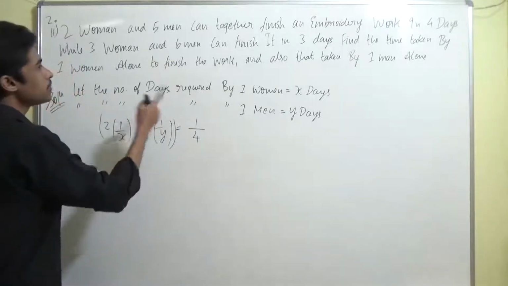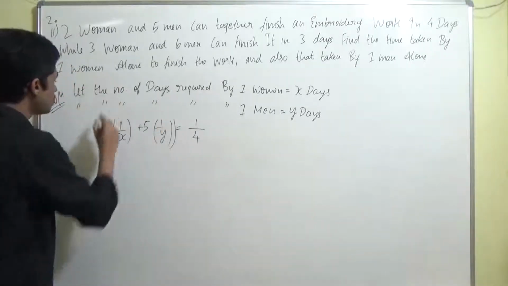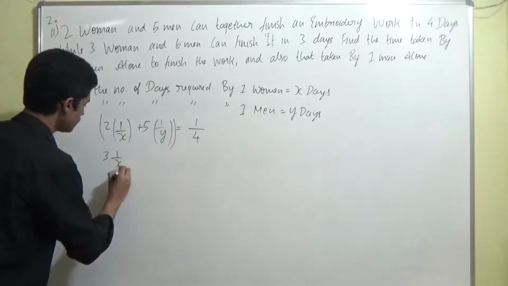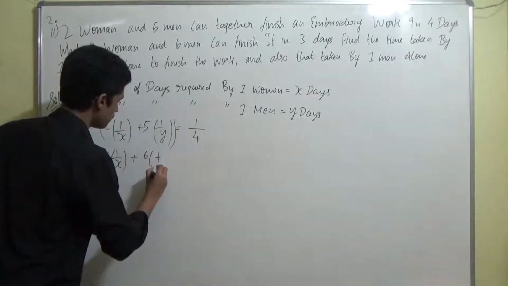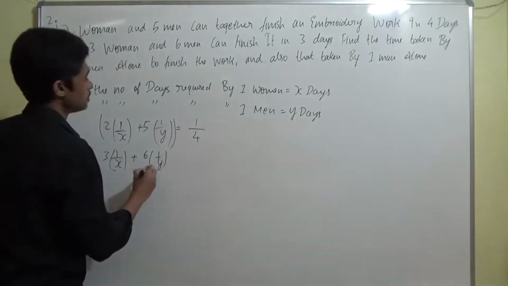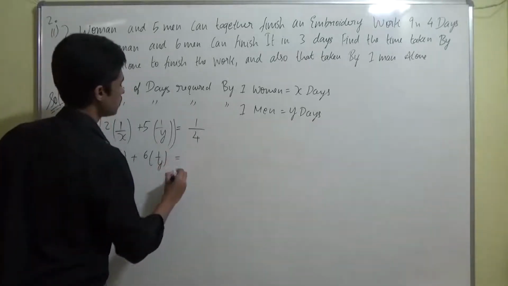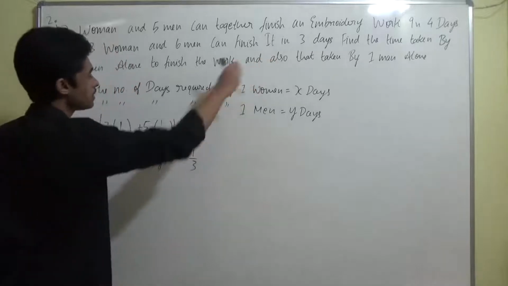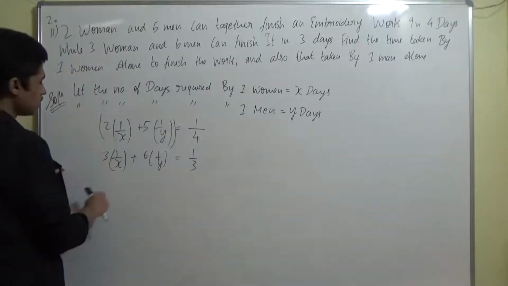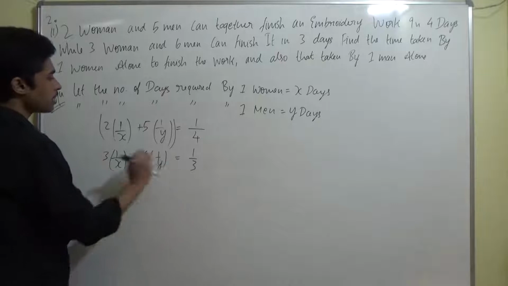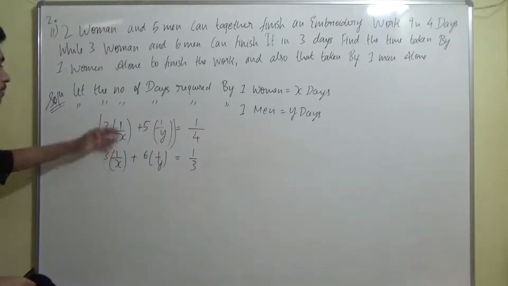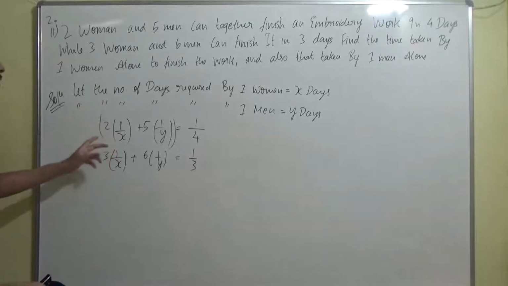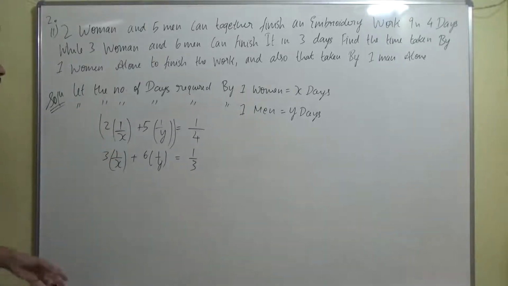And same way we'll formulate one more equation, same as it is. 3 women, right? 3 into 1 by x plus 6 into 1 by y is equal to 1 by 3. Why? Because they are given 3 days. Here 3 would have come. Here the whole 3 would have come, which I wrote on the other side in the denominator. Getting it guys? Now if you simplify these two equations, you will get an equation. With that equation you have to solve to get the value of x and y.